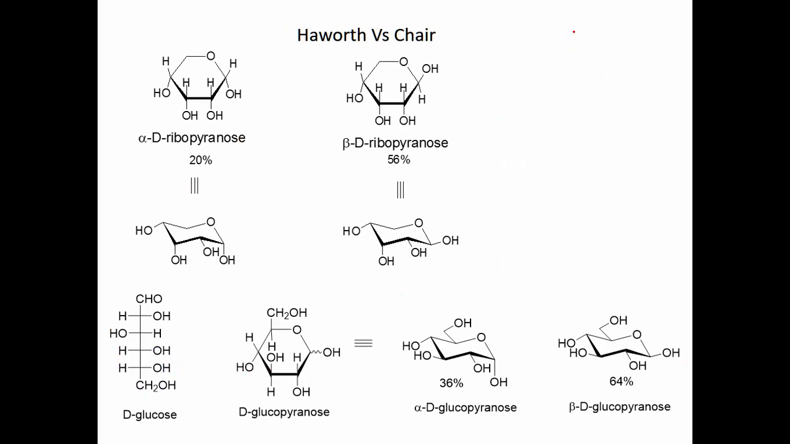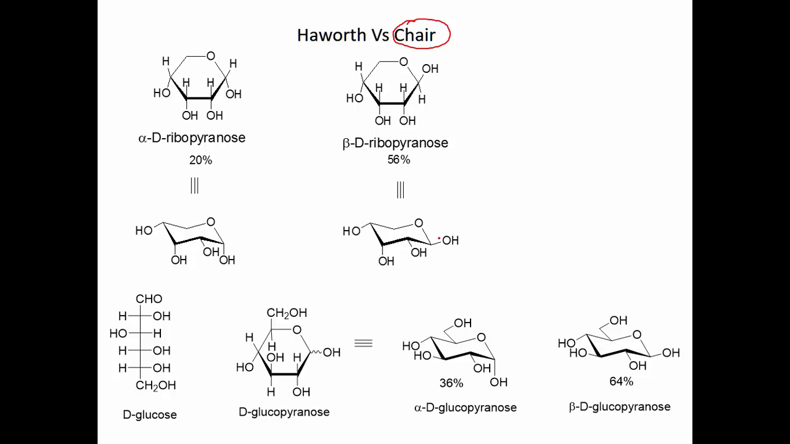In addition to the Haworth form, when it's a 6-membered ring, there's another way that we draw this that's also very important, and this is called the chair form. This is just good old chair cyclohexane from a very early part of the first half of the class. When we draw the alpha ribopyranose form here, we get the axial OH group, and when we draw the beta ribopyranose form, we get the equatorial OH.